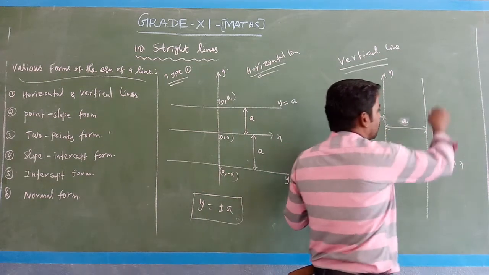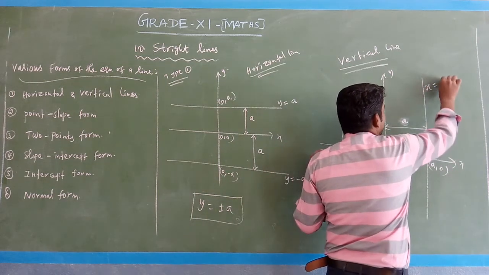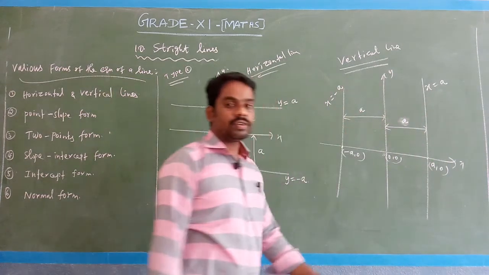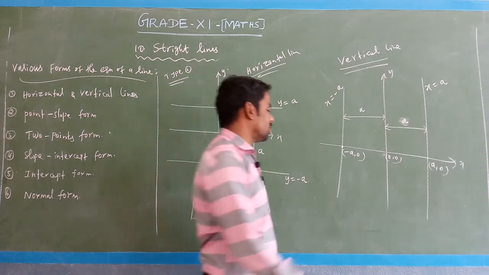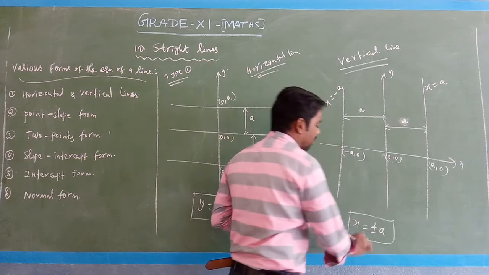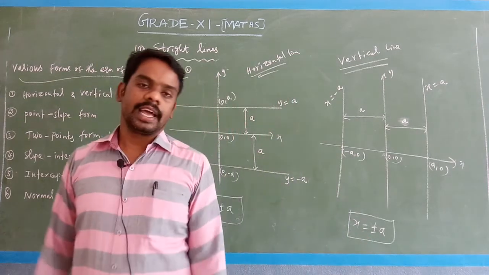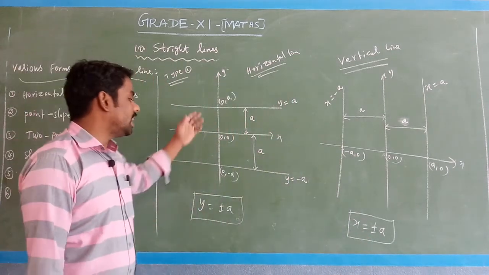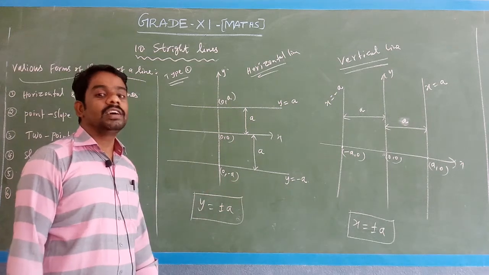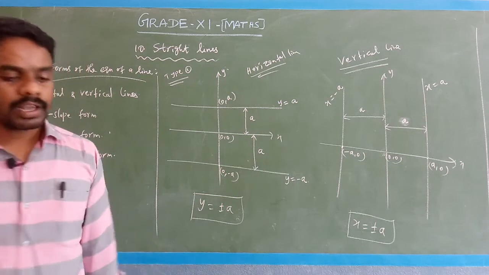So the equation of this line is x equal to a, and the equation of this line is x equal to minus a. Therefore, the vertical line equation is x equal to plus or minus a. So the horizontal line equation is y equal to plus or minus a, and the vertical line equation is x equal to plus or minus a.